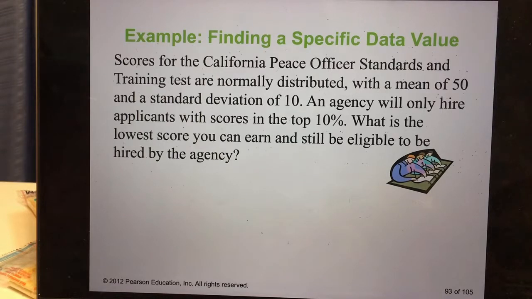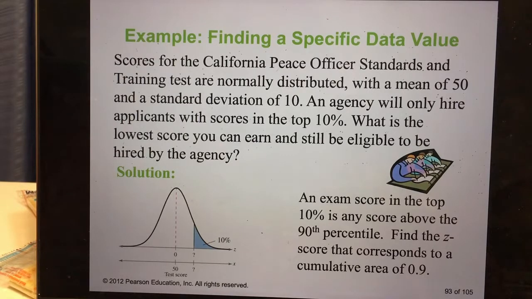So aren't we looking for the 90th percentile? The top 10% is going to be the 90th percentile, or P90. So an exam score in the top 10% is any score above the 90th percentile. Find the z-score that corresponds to a cumulative area of 0.9.